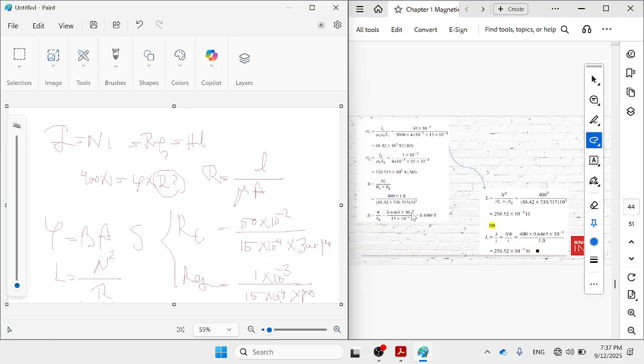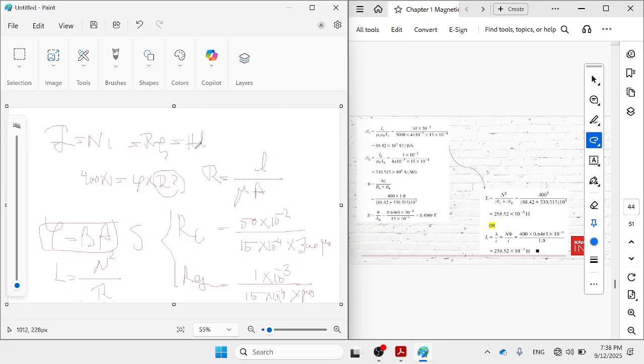0.6463 times 10 to the minus 4, and then divided by A, following this formula, and the value for B, which is flux density, is 0.4309 Tesla. The L is also calculated in the same way, N squared over RG, and the value is given here. Okay, so I hope you understand the meaning of the connection.